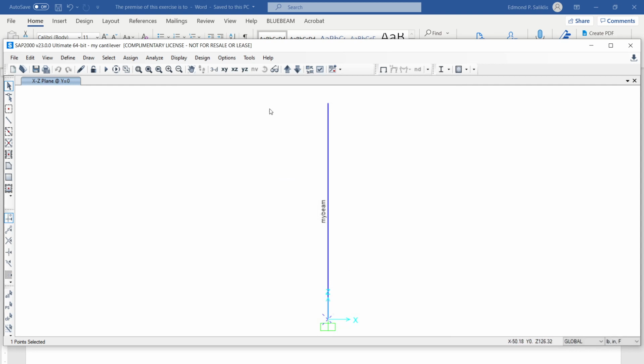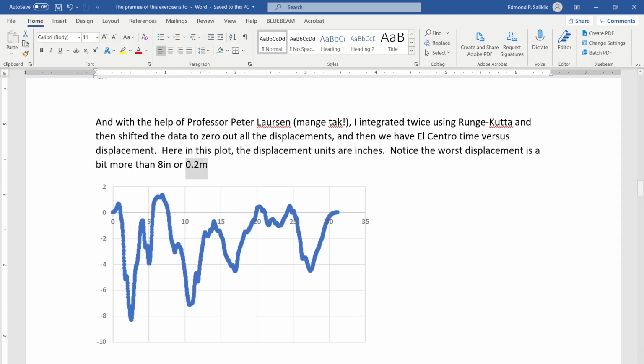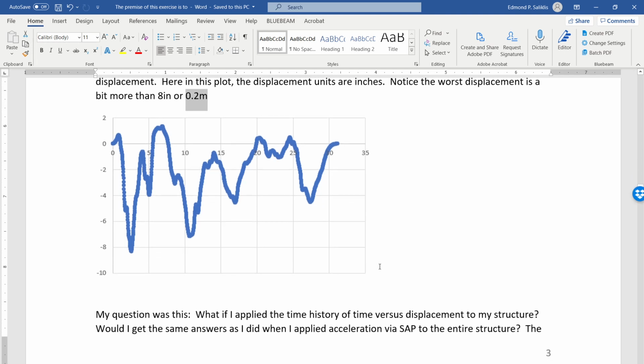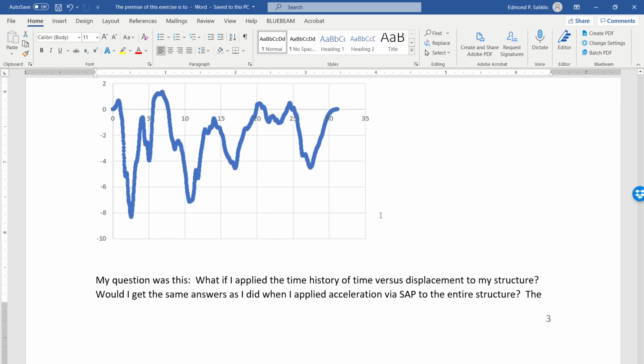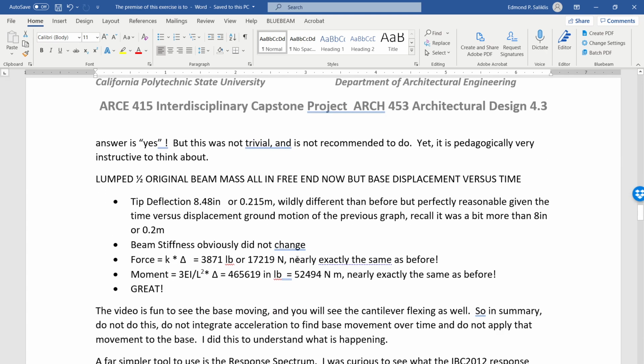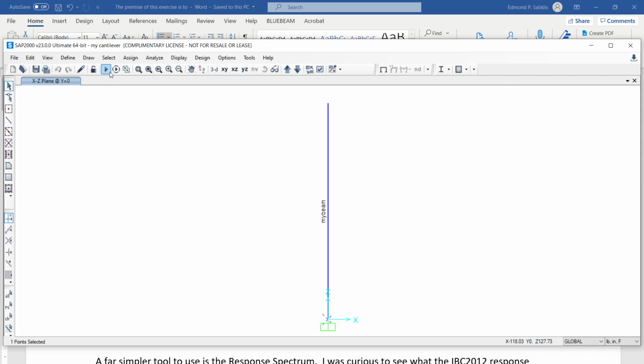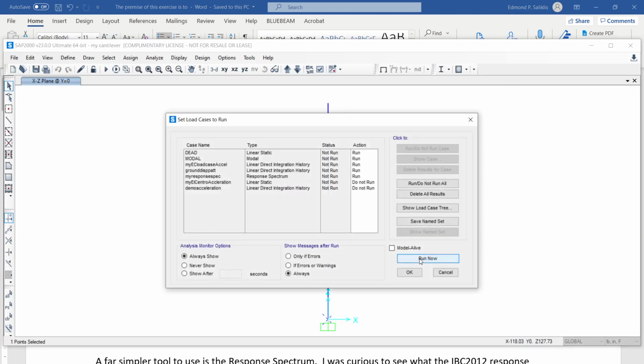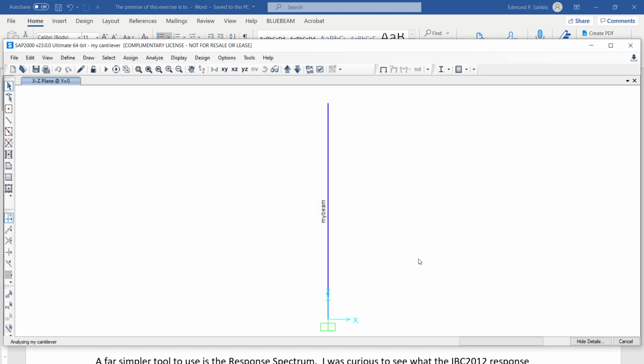So once I did that, it worked great. I don't recommend that because, you know, it's kind of crazy. But I wanted to see, well, what would happen if I applied this? And it worked perfectly. I got the exact same answers. Obviously, the tip deflection is wildly different. Wildly different. So here I'm going to do it again. It's a little bit more than 8 inches on an envelope here.